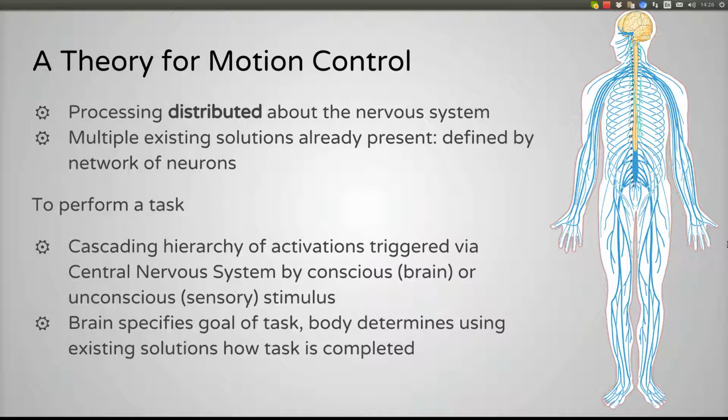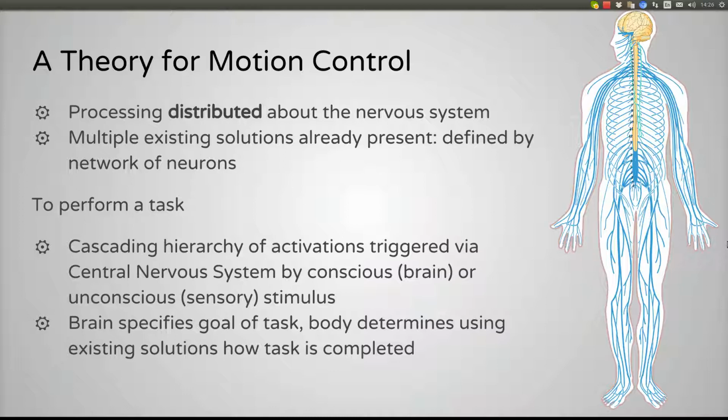So this is conscious or subconscious through sensory stimulus. So this allows you to react very quickly from some sort of visual stimulus, for example, to dodge a brick being thrown at your head or something. And the brain, of course, specifies the goal of the task. So what it might do is it might say do this action quickly. And it might also say where it wants you to end up after the action.